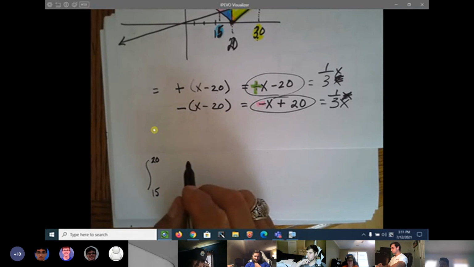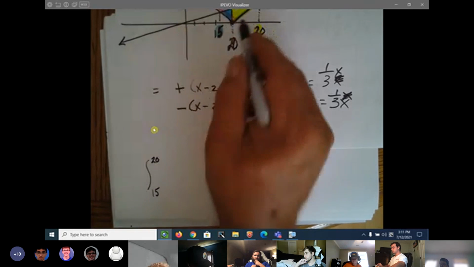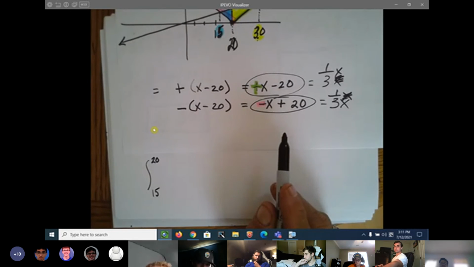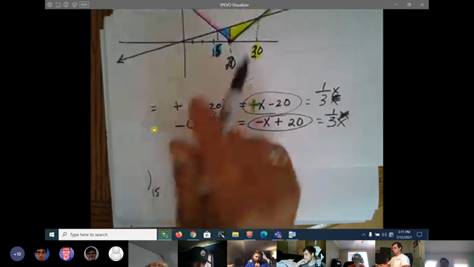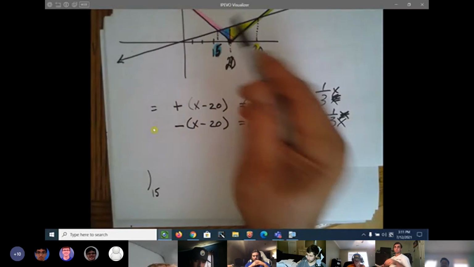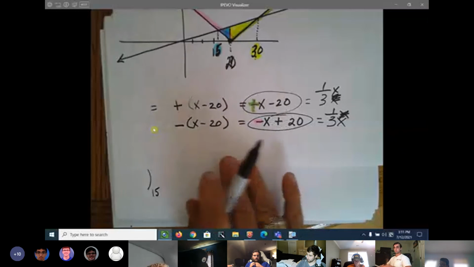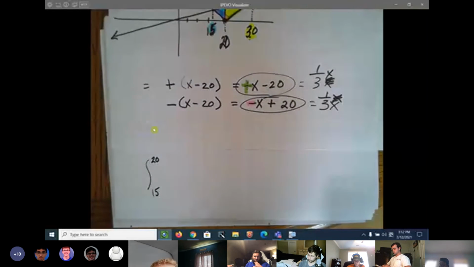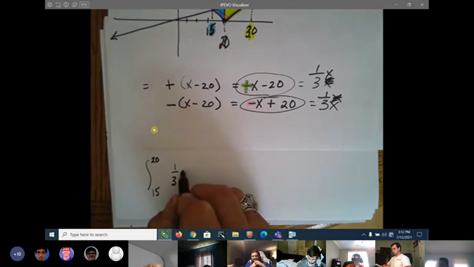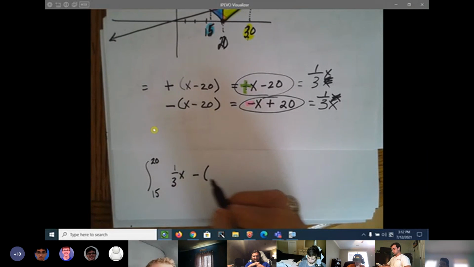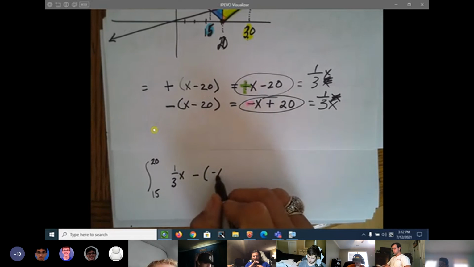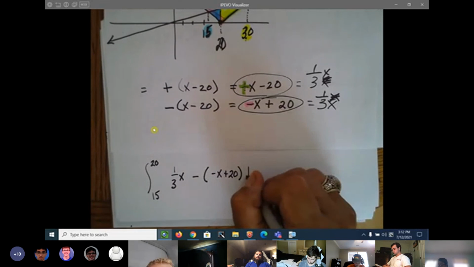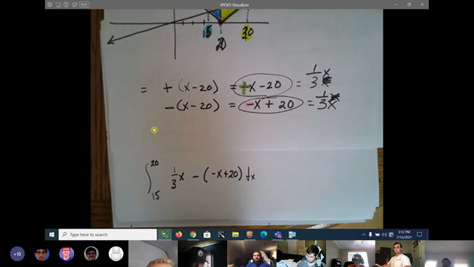Of what? What's the pink line? Somebody tell me what the pink line is. Negative x plus 20. The dominant line is 1/3 x because it's above. So that's going to be 1/3 x minus parentheses negative x plus 20 dx. All right, you do the second one.